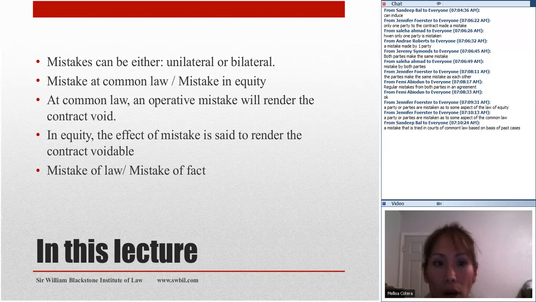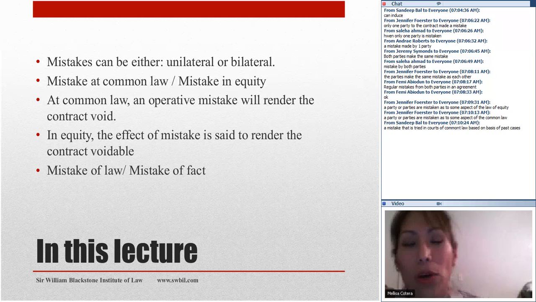Mistake of law and mistake of fact. What do you understand by mistake of law? What do you think it is?